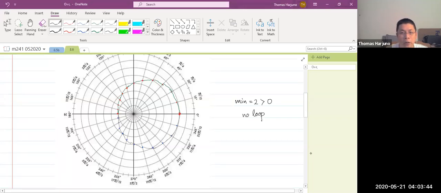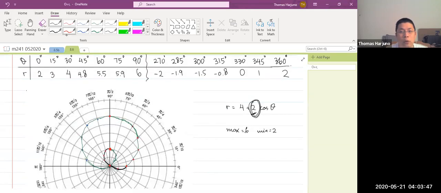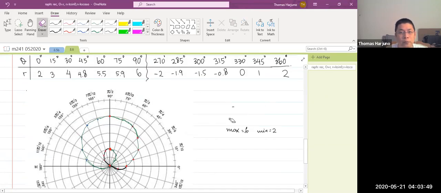Now here, for what we have here, r equals 2 plus 4 sine theta. The maximum is 6. Actually, you can say the maximum is 6 at 90 degrees, right? The minimum, however, is negative 2. Now, once the minimum is negative 2, then we have an inner loop. It has an inner loop.